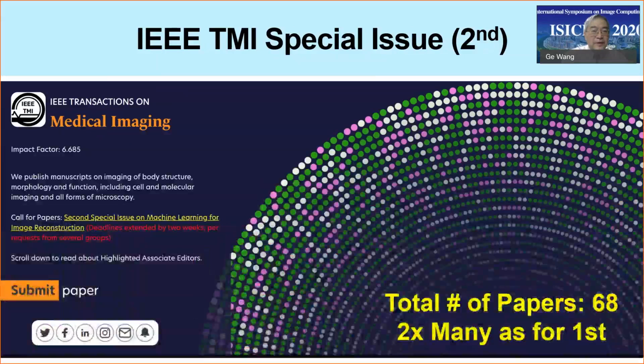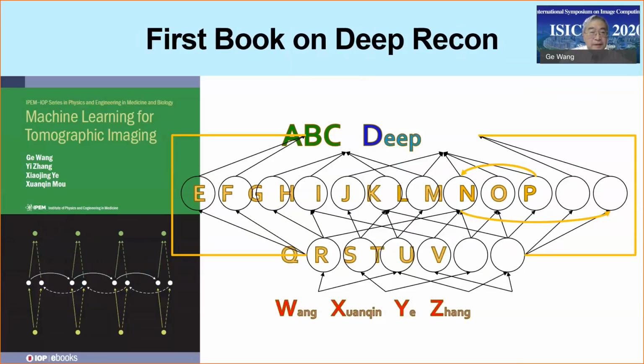Recently, we are organizing the second TMI special issue. By now, we have received a total of 68 submissions, which is roughly twice as many as we received for the first special issue. This is very strong evidence that the field still enjoys a strong momentum.